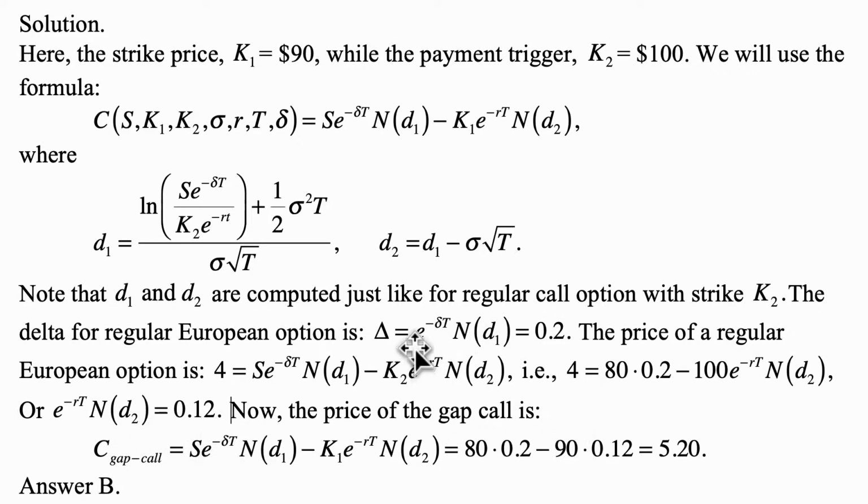Well, we use that information, plug it into the formula for the gap call price, and end up with 80 times 0.2 being S e to the minus delta T times N of d1, minus 90, remember, K1 is 90, times 0.12, which is the value of e to the minus rT N of d2. And now we just calculate that, and it's 5.20, and that's answer B.